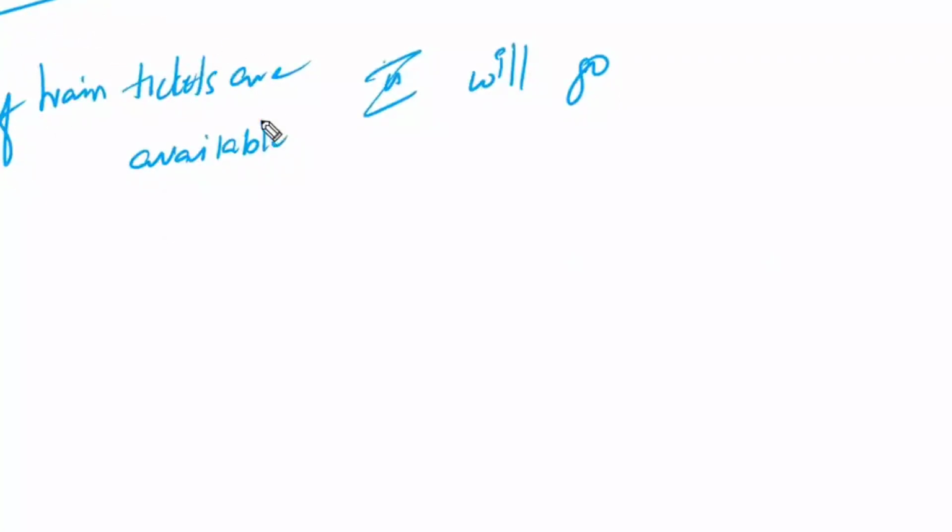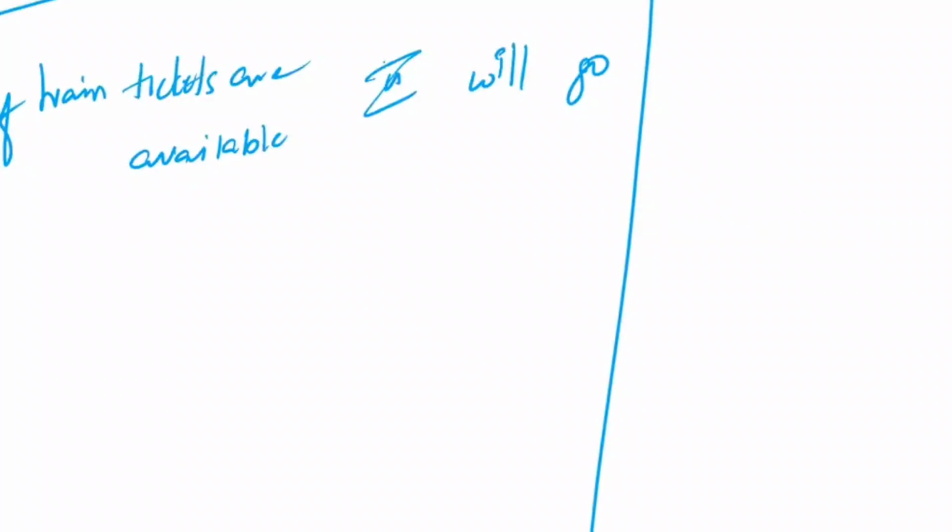I have decided based only on train tickets. If the train tickets are available, I will go. If train tickets are not there, I will keep quiet. I will not try with a bus. I will not try with anything, nothing. Right? This is called only the if condition. Only exclusively if. There is no else, nothing else.